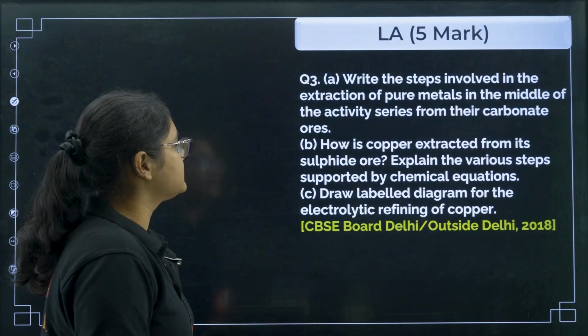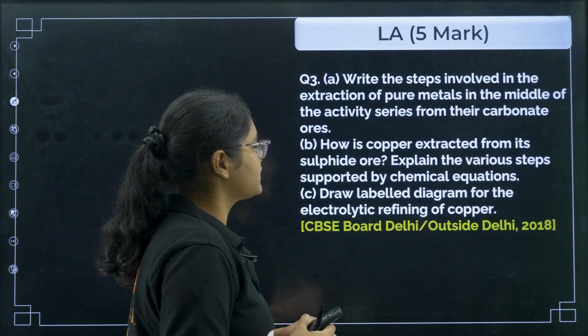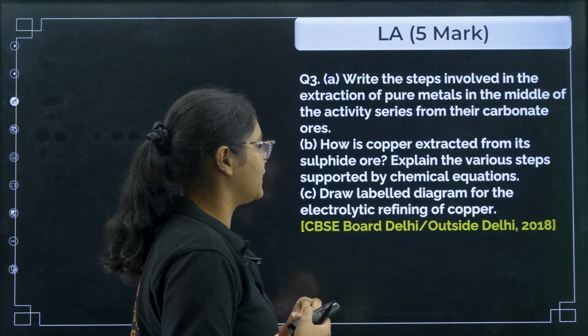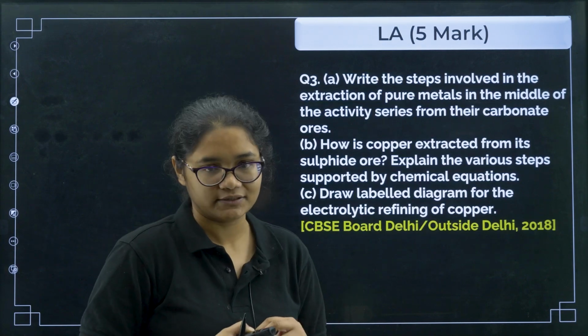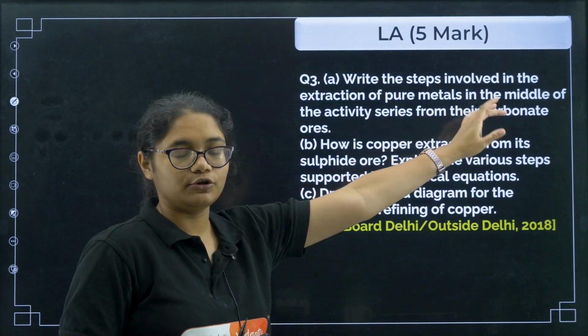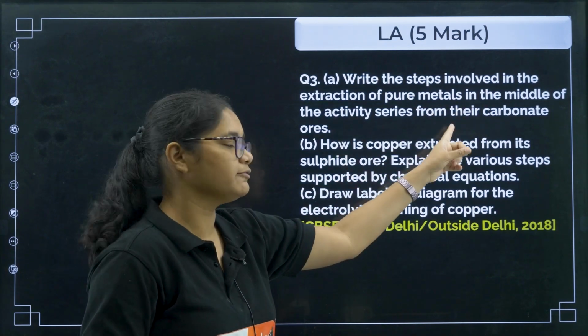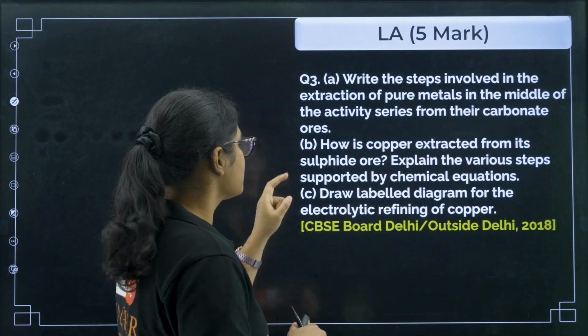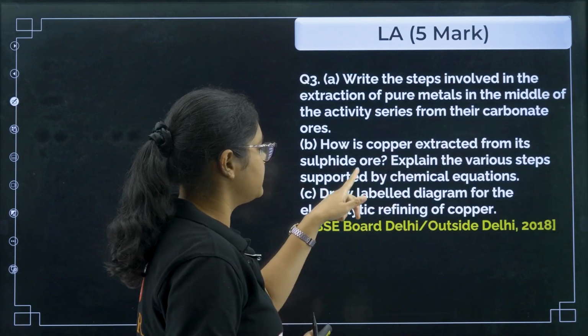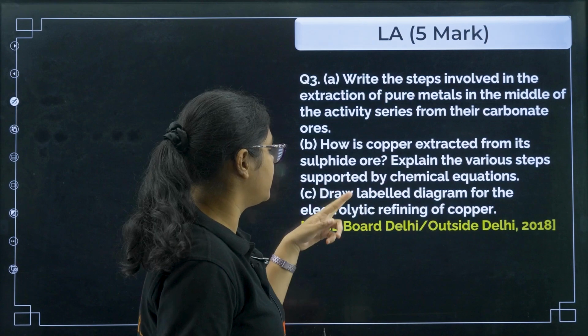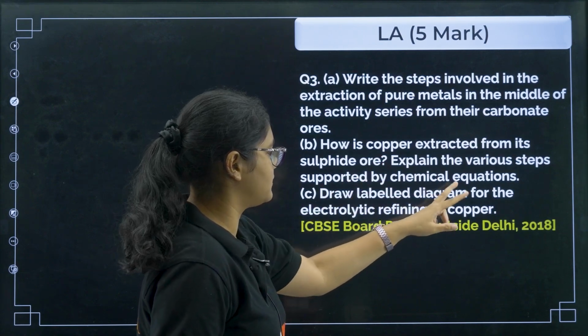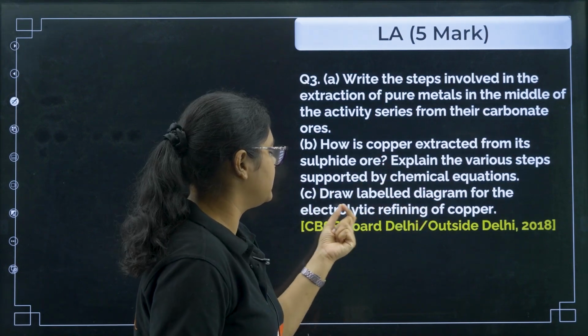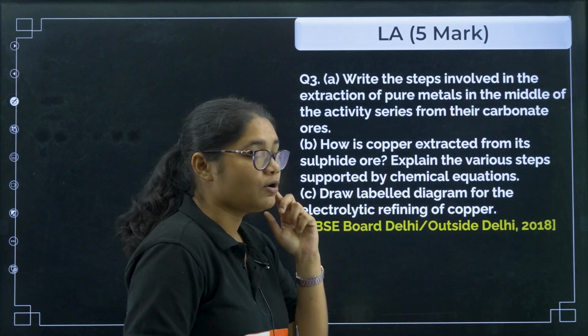Okay. Next, write the steps involved in the extraction of pure metals in the middle of the activity series from their carbonates. Okay, so if there is carbonate, you need to do calcination. If it is sulfide, you need to do roasting. How is copper extracted from its sulfide ores? Explain the various steps supported by the chemical equations. Draw the labelled diagram for the electrolytic refining of copper.